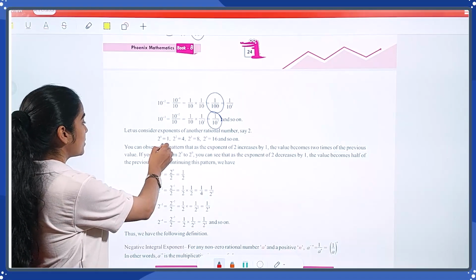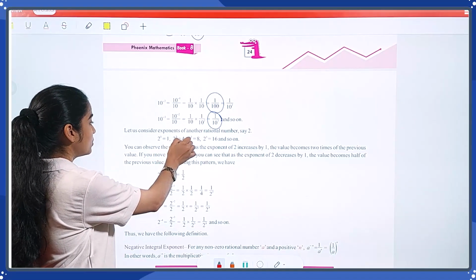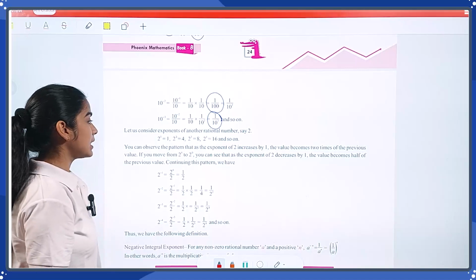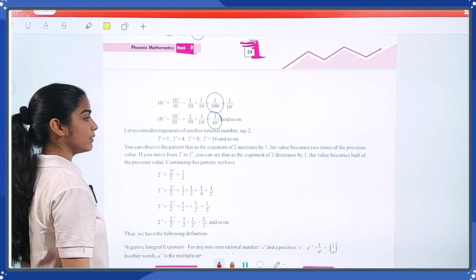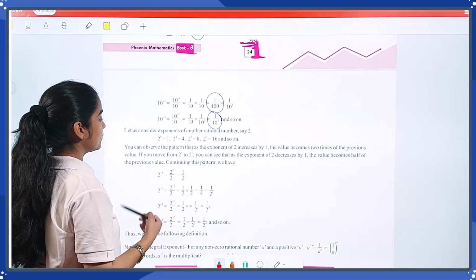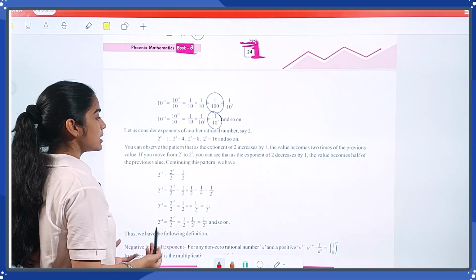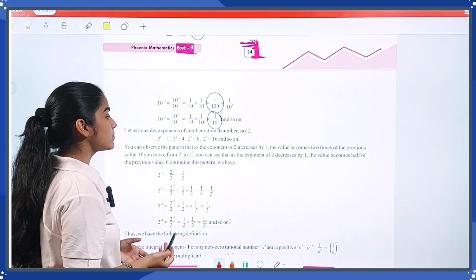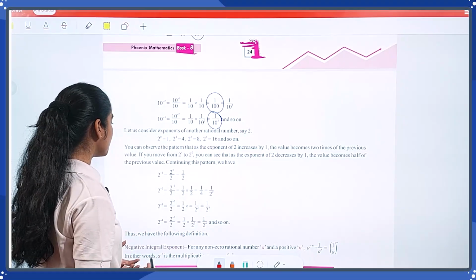So 2 to the power 0 is 1, 2 to the power 2 is 4, 2 to the power 3 is 8. You can observe the pattern that as the exponent of 2 increases by 1, the value becomes 2 times the previous value. If you move from 2 to the power 4 to 2 to the power 0, you can see that the exponent of 2 decreases by 1. The value becomes half of the previous value.